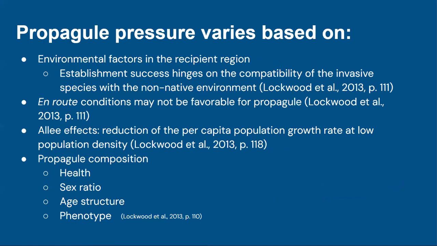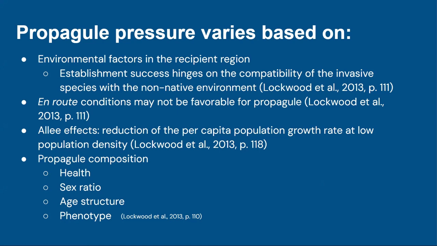It's important to note that propagule pressure is affected by many other factors. Environmental factors in the recipient region are very important because establishment hinges on the compatibility of the invasive species with the non-native environment. You also have to consider the en route conditions faced by the propagule, which might hinder its ability to establish once it arrives in the recipient region. Unsuitable conditions or the spread of diseases in transit will alter the propagule pressure upon arrival.